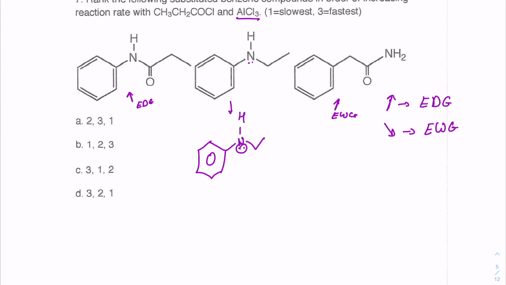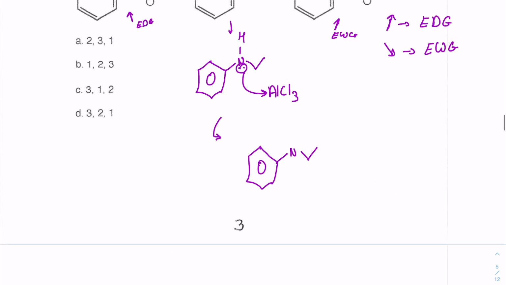So this lone pair can attack the AlCl3 and forms something that looks like that. AlCl3, this is negatively charged, positively charged, and then there is this one. So this group right here is a strong electron withdrawing group, and this causes the benzene ring to be deactivated, and thus is not a good reaction with the Friedel-Crafts. So no reaction with the Friedel-Crafts.